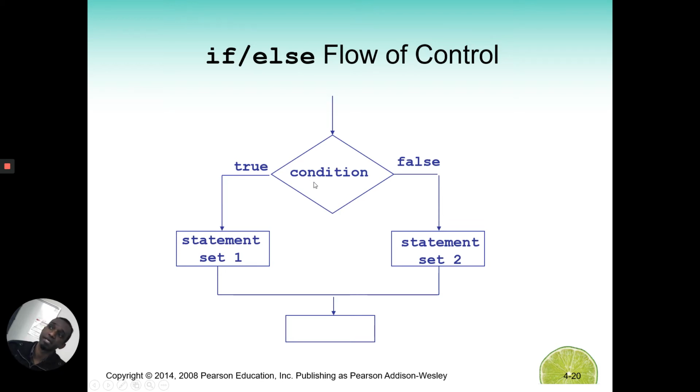So in the case, let's say if it was true that it rained, then statement 1, let's say take your code, would be executed. If it was false that it didn't rain, then statement 2 would be executed, which is go on with your normal day, whatever other message that you had. Okay.